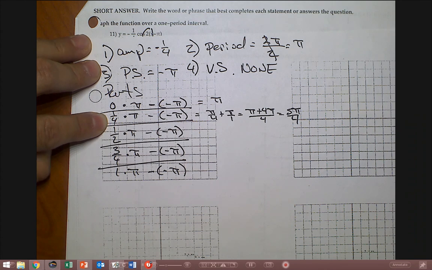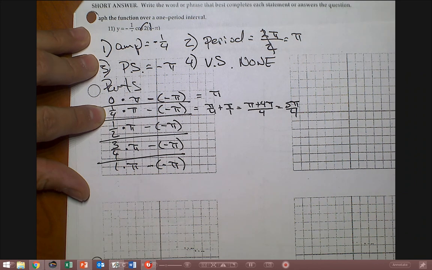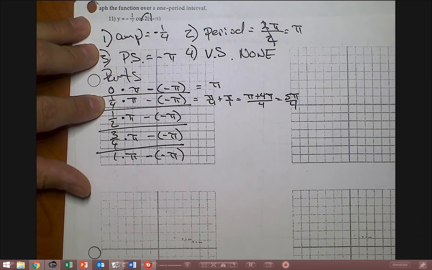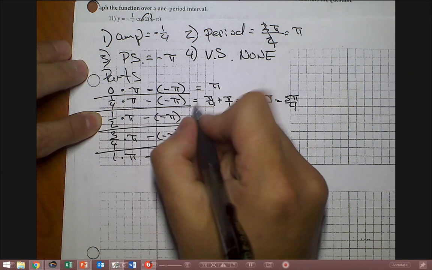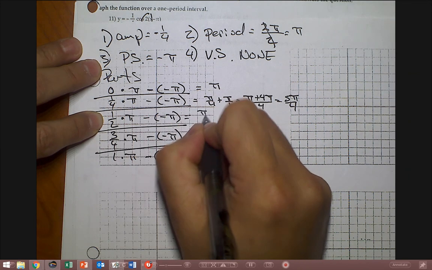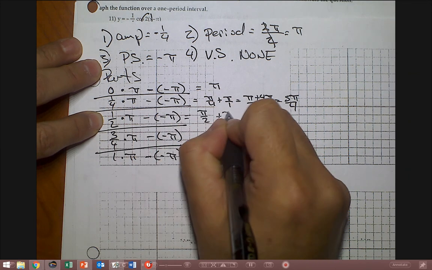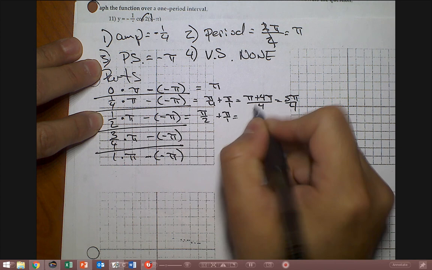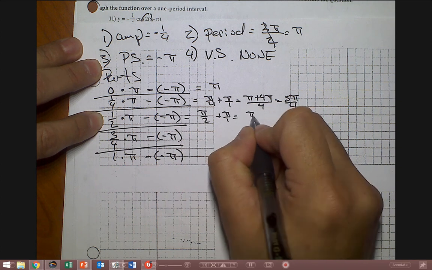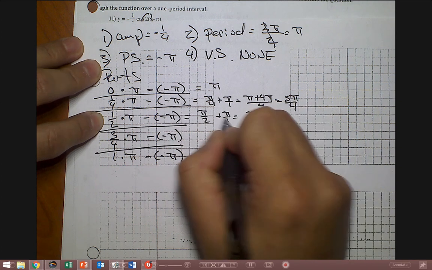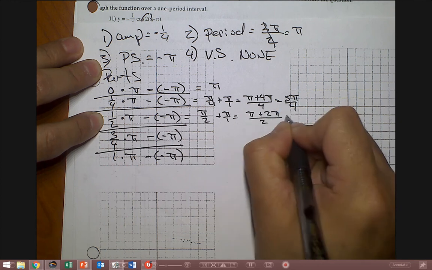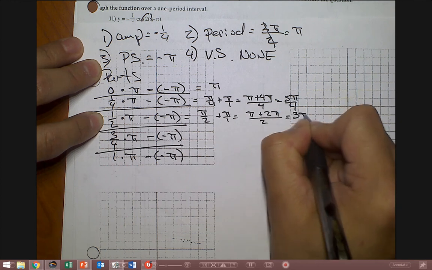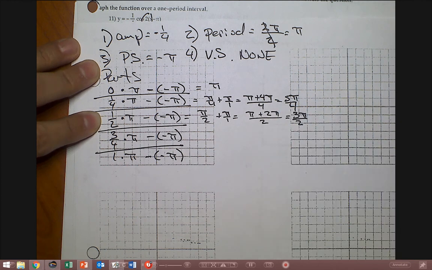Are we still okay? I got some sleepers back there, so I want to make sure everyone is all right. This one right here, what do we get? Pi over 2 plus pi over 1, which is going to give me pi, right? Pi plus 2 pi over 2, which is 3 pi over 2.